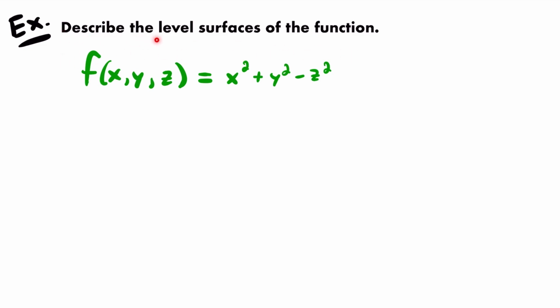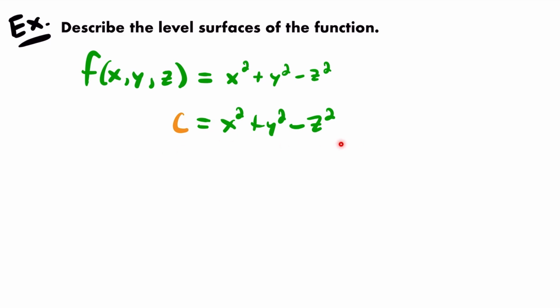We want to describe the level surfaces of the function. This time our multivariable function of 3 independent variables, f of x, y, z is equal to x² plus y² minus z². And so let's set it equal to a constant c and see if we can recognize the type of surface that we would get. And in this case, it's actually not going to be the same type of surface for all values of c.